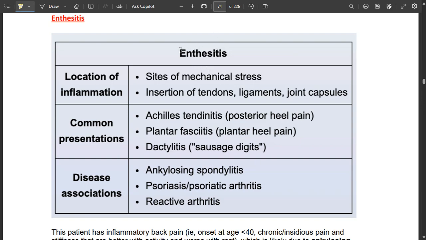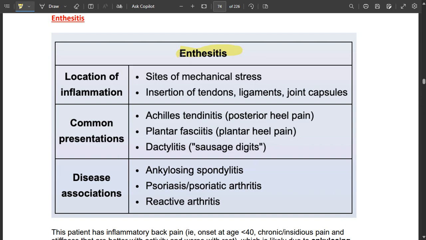So let's talk about enthesitis. It's the junction where a ligament or tendon binds to a bone. So it's a site of mechanical stress, the insertion of tendons, ligaments, and joint capsules. The insertion of tendons, ligaments, and joint capsules into the bone is called the enthesis, and the inflammation of it is called enthesitis.